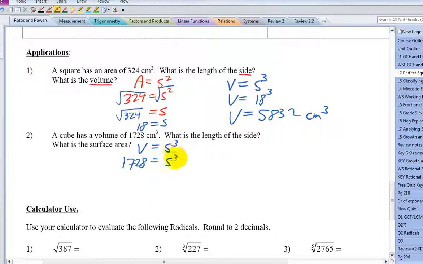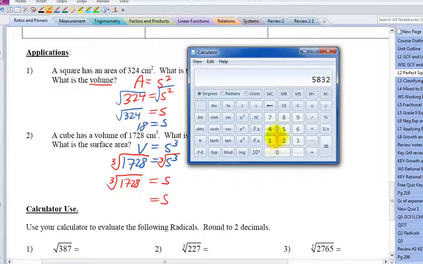That equals s cubed. How do we get rid of the cube part? What's the opposite? Cube root. So we have to cube root both sides to keep it equal. And we're left with the side length equals cube root 1728. Make sure you cover up all the digits. Go ahead, use your calculator. For an older calculator, 1728, and then I have to go cube root 3 equals 12.